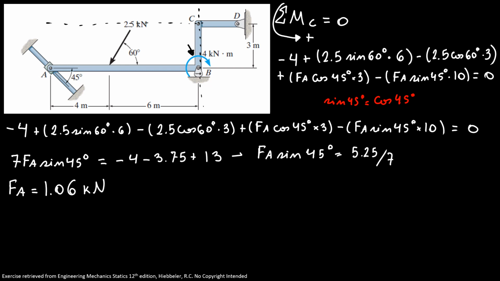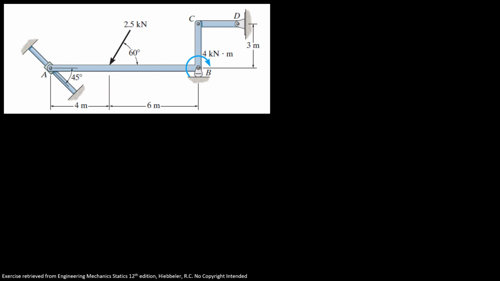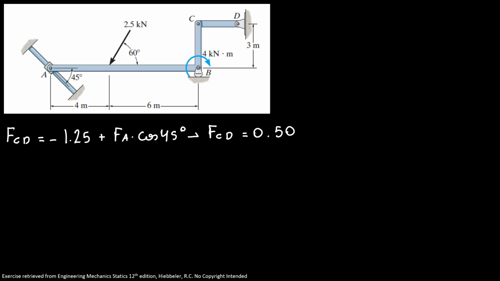Now I'm going to come back to my two expressions. FCD is equal to minus 1.25 plus FA times cosine of 45 degrees. So I have my FCD is equal to 0.50 kilonewtons. Here we have a minus. So here is our force.